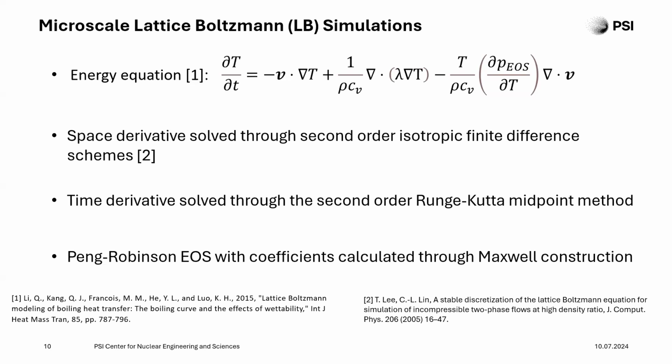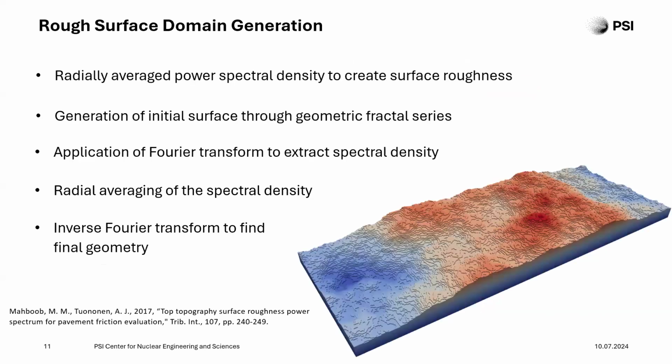Now, the lattice-Boltzmann is one part of the simulation. The other is to create these porous structures. So we have combined two algorithms, the first of which is to create a rough surface domain. Like in 2D, we generate an initial surface with a geometric fractal series, but we then use a Fourier transform to find the spectral density of the frequencies. We then do a radial average and an inverse Fourier transform that gives us a much smoother profile in 3D. And you can see an example here.